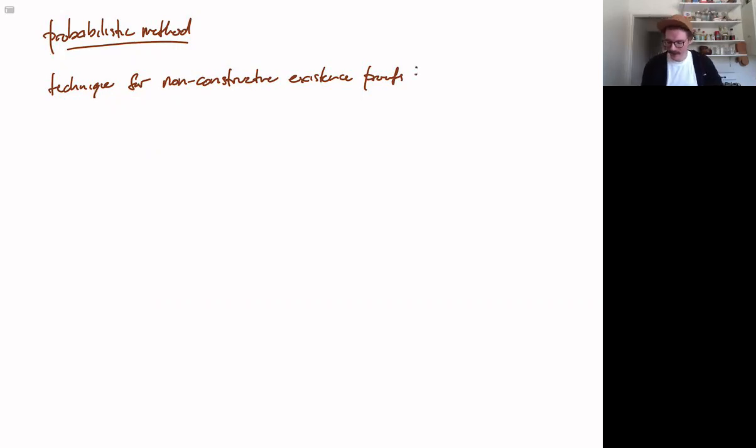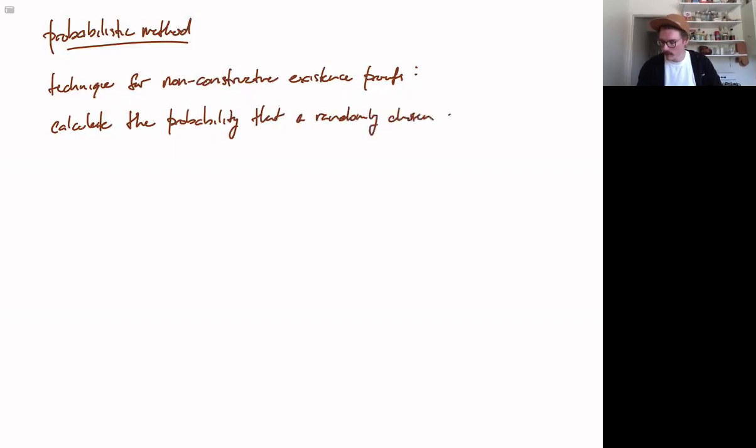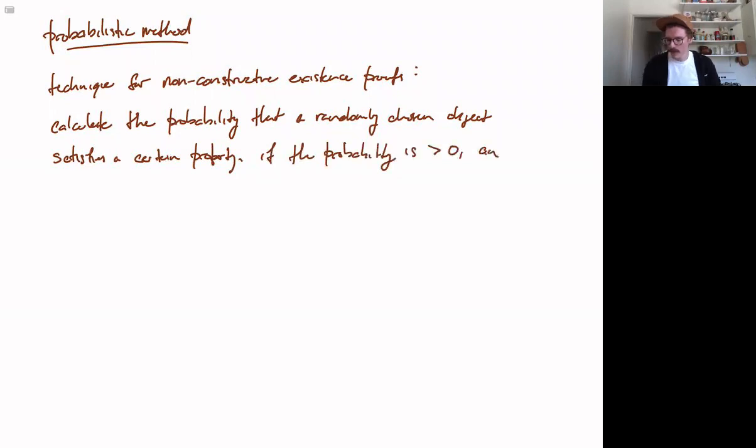So how it works is: calculate the probability that a randomly chosen object satisfies a certain property, and observe the very simple observation that if the probability is greater than 0, an example of such an object with such a property must exist.